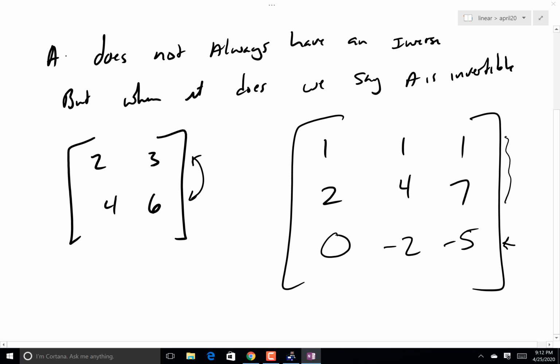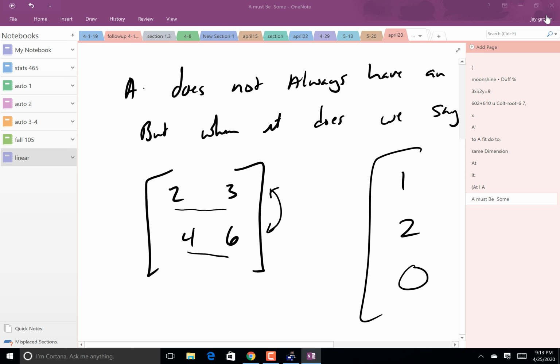Okay? So it's going to come back down to independence again. If these rows are linearly independent, which they're not here, then the matrix will have an inverse. If they're dependent, or if you prefer to say they are linear combinations of one another, then they will not have an inverse. They're not invertible. Okay, so just be aware of that. It's pretty straightforward.